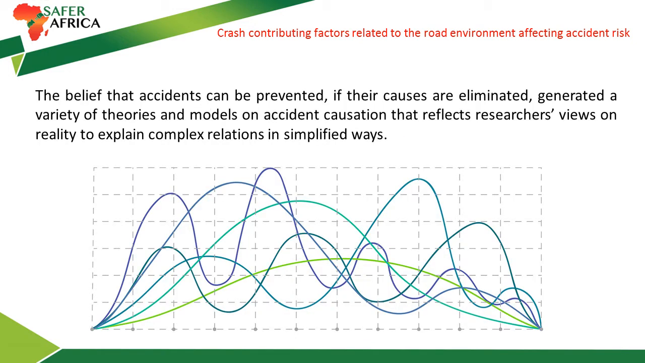The belief that accidents can be prevented if their causes are eliminated generated a variety of theories and models on accident causation that reflect researchers' view on the reality to explain complex relations in simplified ways. Accident models can help to understand the traffic accident phenomenon and to deal with questions on how and why accidents happened, where and when they take place, or who is involved and with which severity.